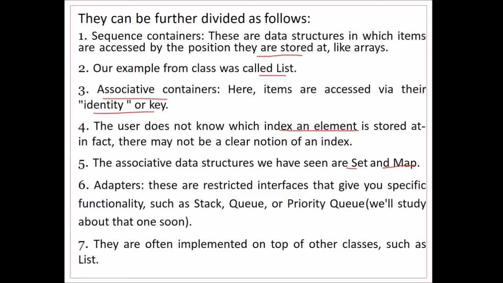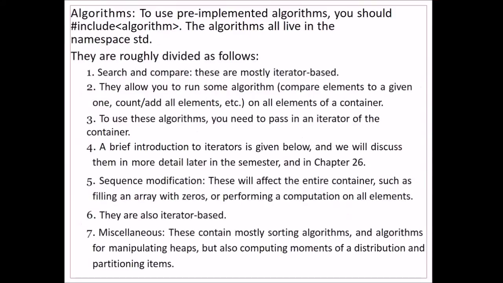Then the last division of containers is adapters. These are quite restrictive interfaces that give you specific functionality such as stack, queue, and priority queue. We are going to see priority queue later. And they are often implemented on top of other classes such as list. You have to use list or some underlying data structure to implement the stack, queue, and priority queue.